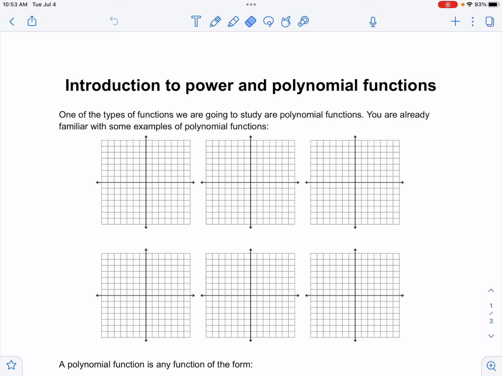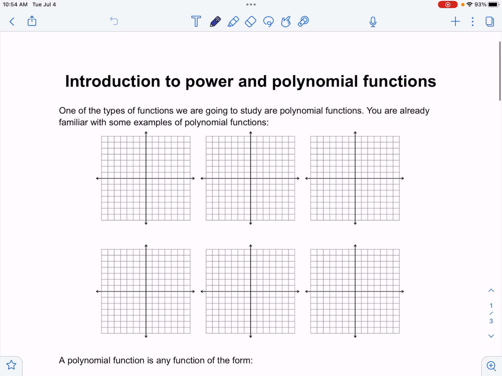Let's talk briefly about some key terminology related to power and polynomial functions. One of the first functions that we're going to study in this course are polynomial functions. And as a matter of fact, you are already familiar with a bunch of examples of polynomial functions. You've seen straight lines that were literally just either a horizontal line or a vertical line. That would be like y is equal to some kind of number.